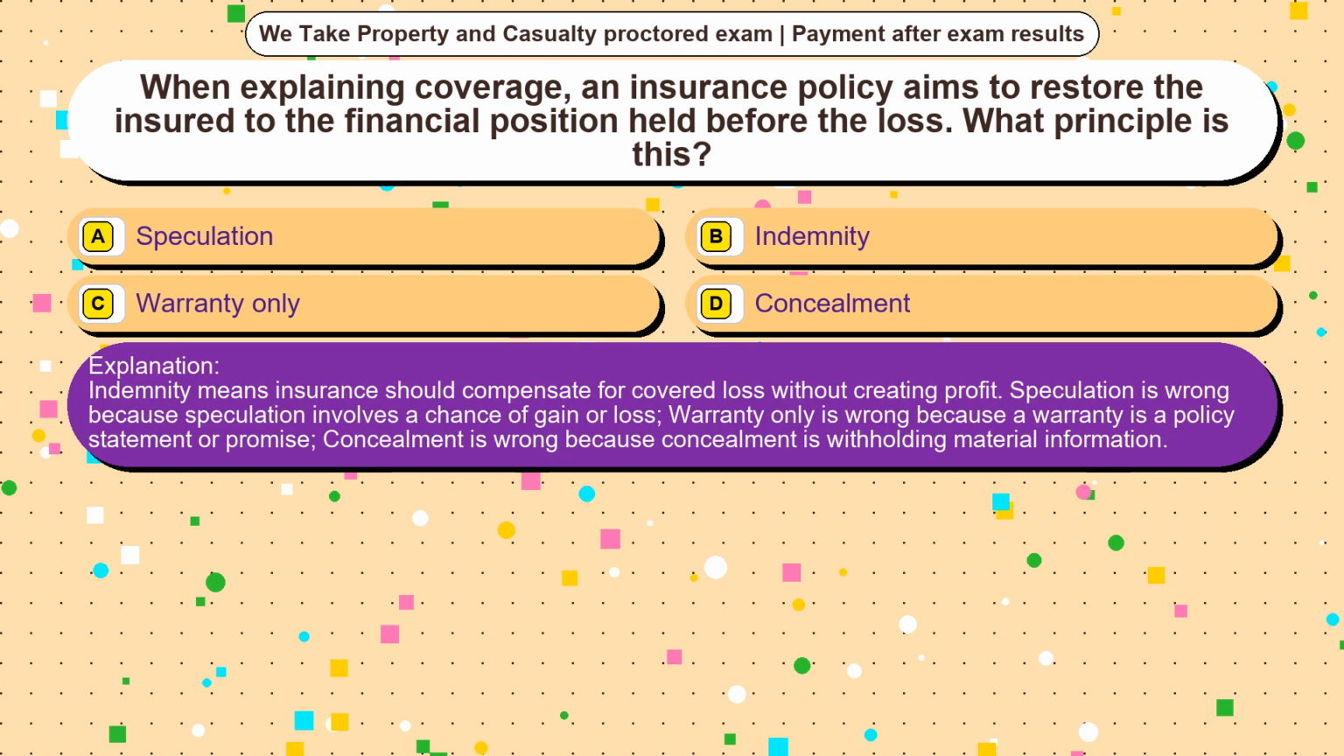Indemnity means insurance should compensate for covered loss without creating profit. Speculation is wrong because speculation involves a chance of gain or loss. Warranty only is wrong because a warranty is a policy statement or promise. Concealment is wrong because concealment is withholding material information.